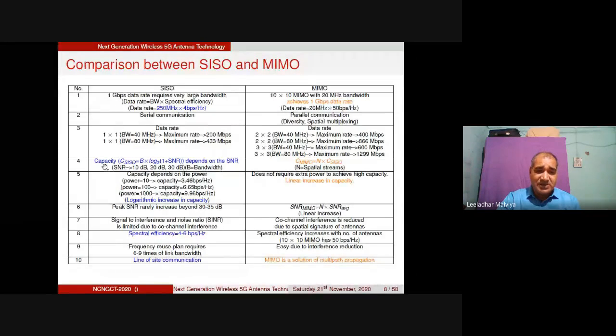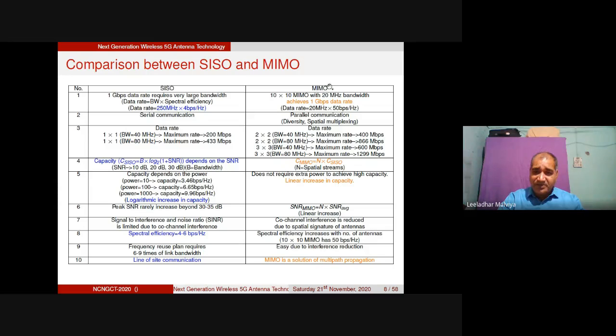Now look at the capacity of the SISO, it is limited because this will work on the Shannon's theorem, right? So for the SISO, the bandwidth is given by B, and SNR is given by the SNR. So if you want to increase the capacity of the SISO, definitely you have to increase to a very high value of the SNR, then the capacity can be increased. Still, the variation in the capacity of the SISO is logarithmic, right?